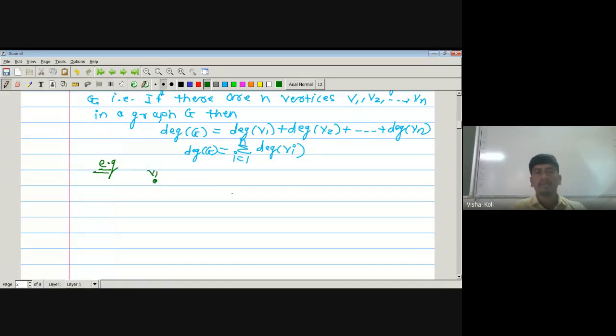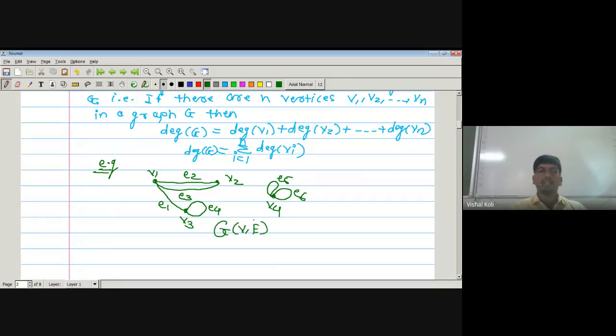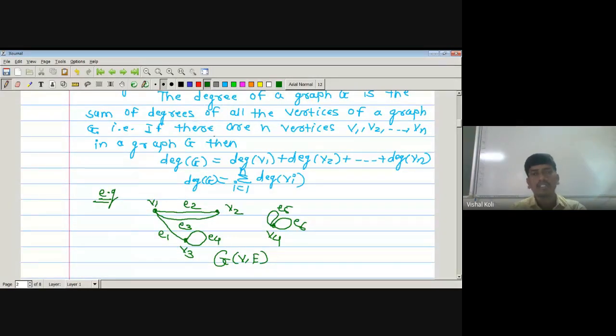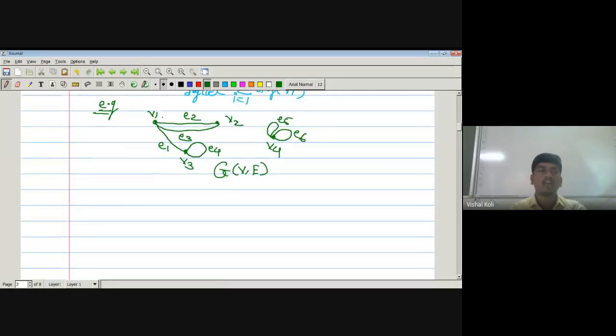Suppose here is vertex V1, V2, V3. So this will be the graph G with vertex set V and edge set E. Now we have to find out the degree of this graph G, and by definition the degree of a graph G is nothing but the sum of the degrees of all the vertices of graph G, and for that we have to find out the degree of each vertex in graph G.